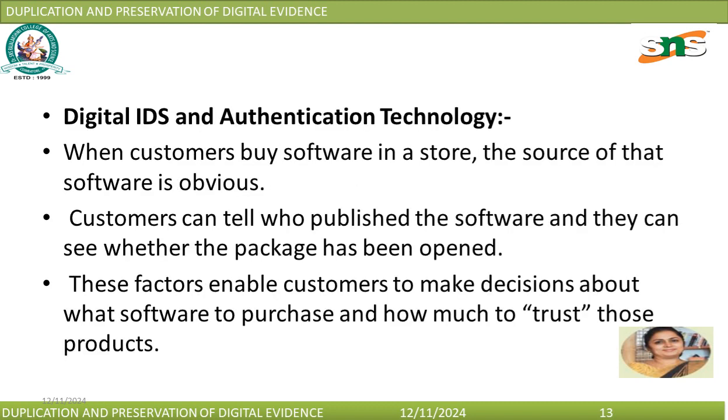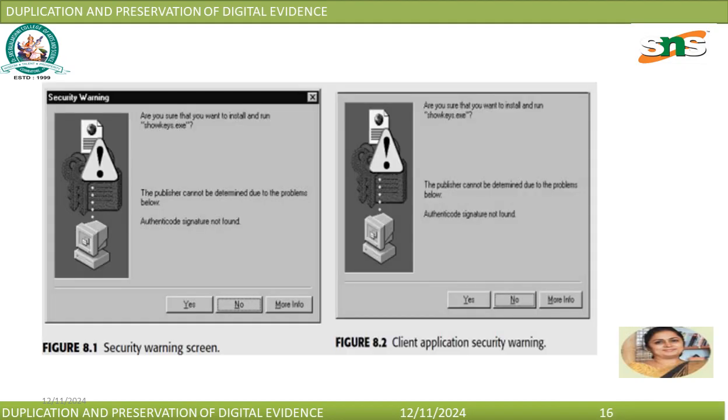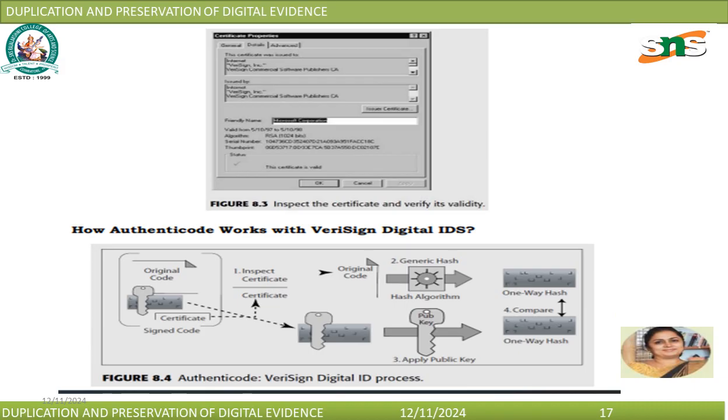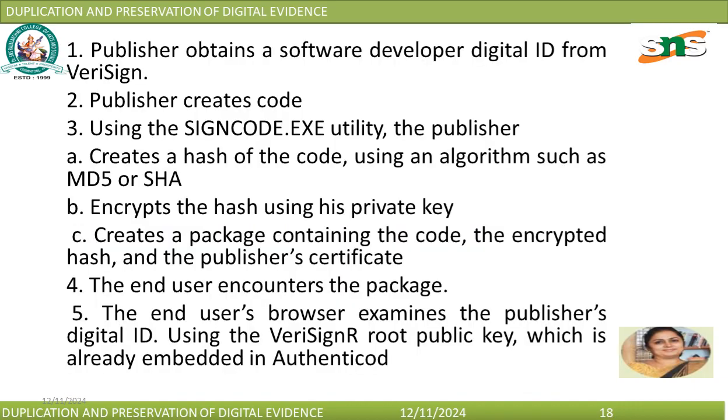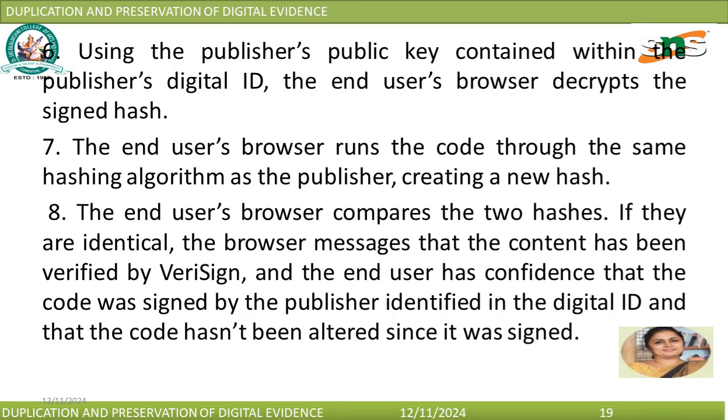Digital IDs and authentication technology, and we have the security warning screen and client application security warning systems. So it verifies a particular digital ID process: the publisher obtains a software developer digital ID, signs and encrypts a hash using the private key, and uses the publisher's public key contained within the publisher's digital ID.